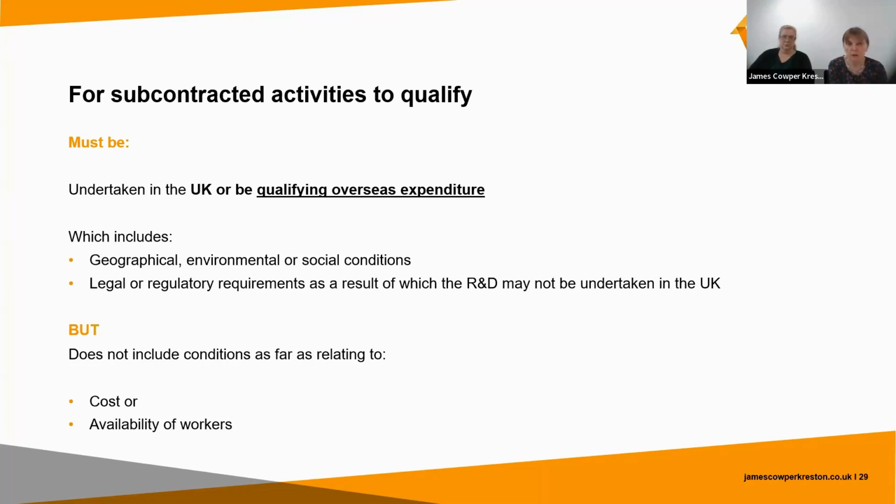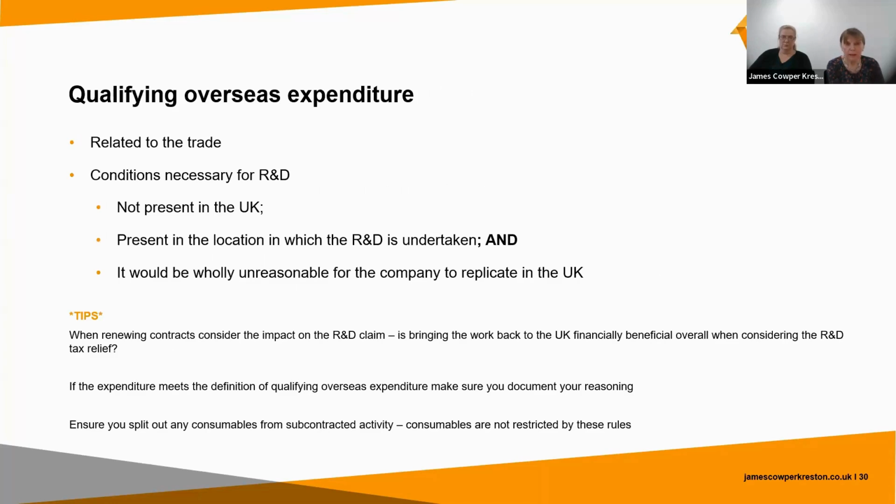If we look at these conditions in more depth, next slide, please. They have to be related to the trade, and it says conditions necessary for R&D are not present in the UK, and they're present in the location in which the R&D is undertaken, and it would be wholly unreasonable for the company to replicate it in the UK. So maybe it's because there's a piece of equipment that only exists somewhere else in the world. I'm thinking of CERN maybe, or something like that. So it would be unreasonable for us to build a plant similar in the UK. This is hugely complex. You will need to think about how you are going to document this.